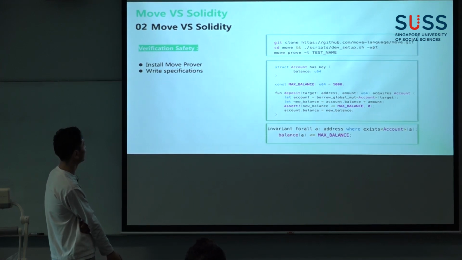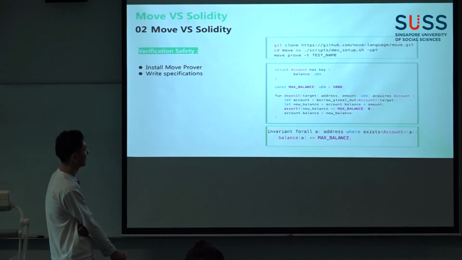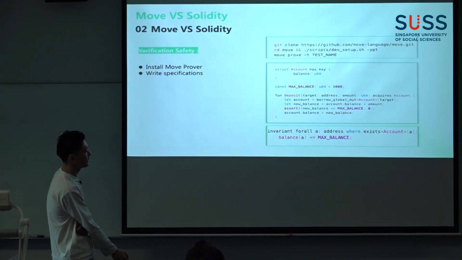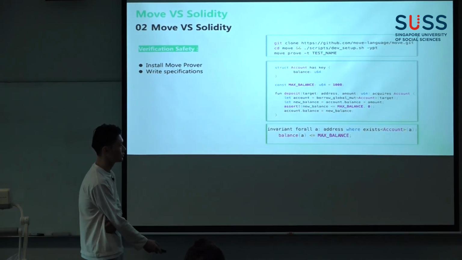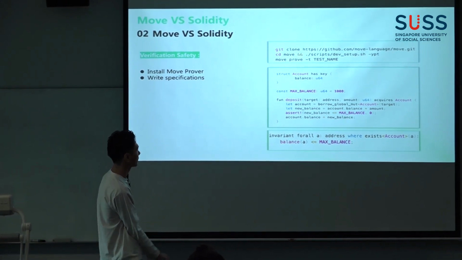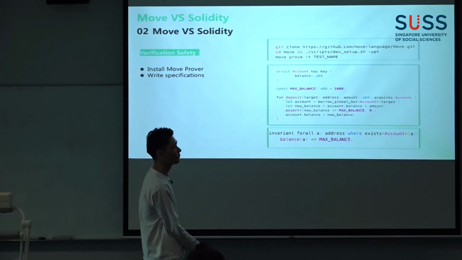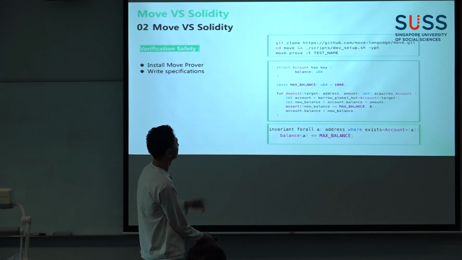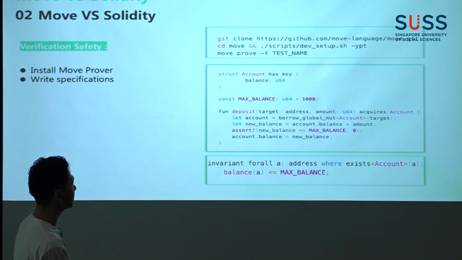Move also has verification safety. It has a tool called Move Prover, with which you can write specifications for your program. And you can use the specifications that you just wrote to verify that your program actually meets all those requirements. For example, on the top, this is how you install Move Prover. And to run it, you just say move prove -t and the test name.